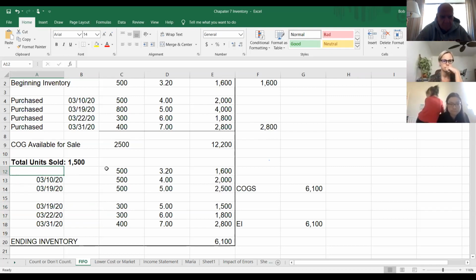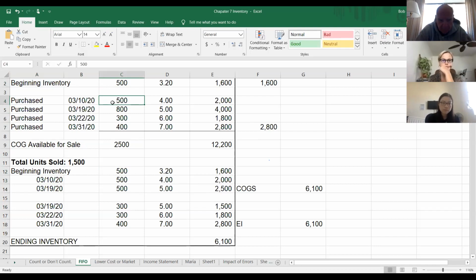Take a deep breath. We sold 1,500. This is your cost of goods sold here. This line here, we sold 1,500. First in, first out. What did we sell first? The beginning inventory. We sold the beginning inventory first. We sold 500 from the beginning inventory, and we sold 500 from this layer. We sold 500 from that layer. We're picking up the prices for those three.